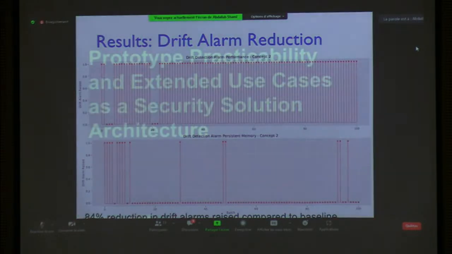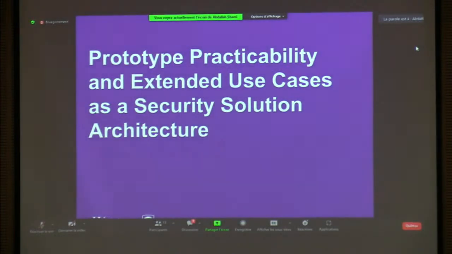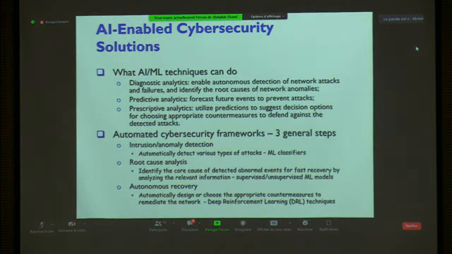Now here, I'll go over how we can use this to address some security concerns. If we take that NWDAF, we can deploy AI/ML techniques for diagnostic analytics, because all the data are collected. And we can have various use cases, because all user equipments and applications can be connected to that prototype. We can use predictive analytics to forecast future events and prevent attacks, and also prescriptive analytics, where we utilize prediction to suggest decision options for choosing appropriate countermeasures, etc.